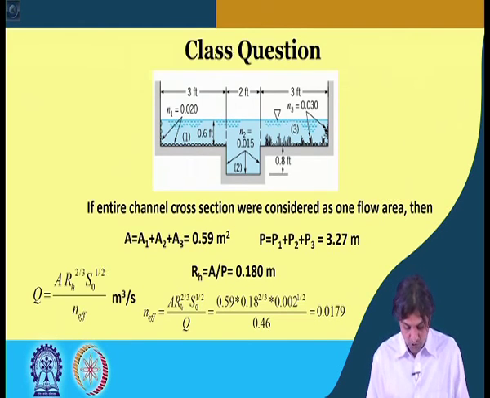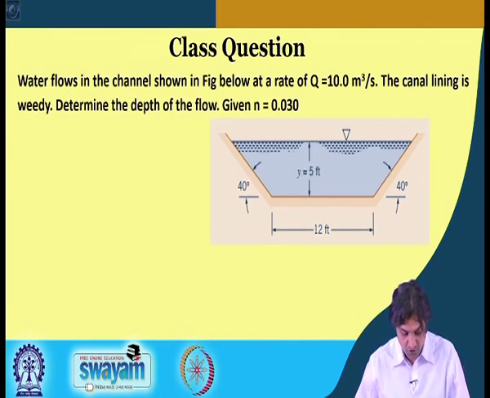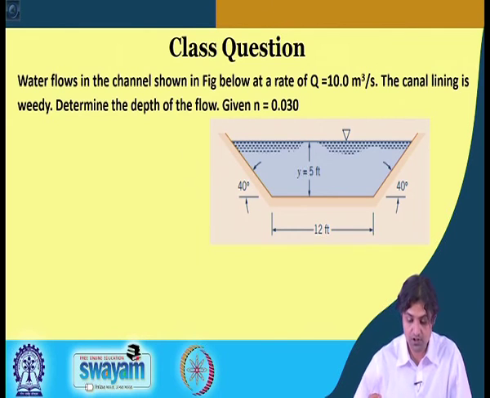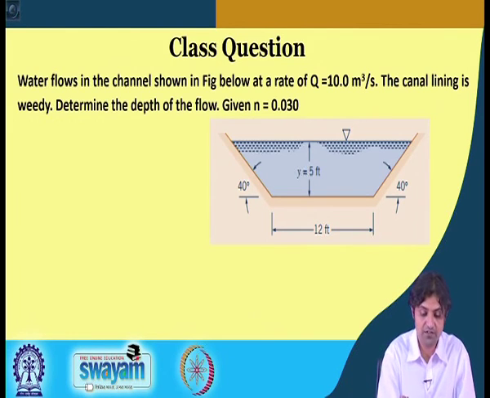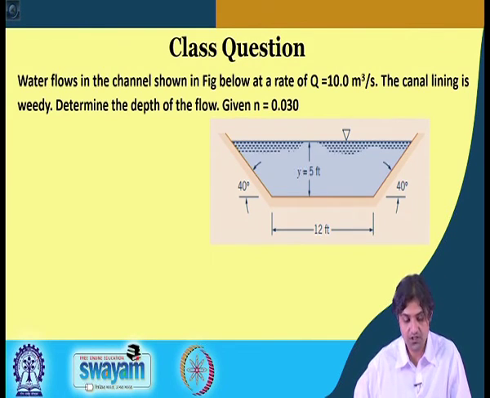With this we will move on to the next question that will give us more practice. So, the question is that the water flows in a channel as shown in this figure below, at the rate Q given here as 10 meter cube per second. It says the canal lining is given and its Manning's roughness is given. As I said, most of the time it will be provided to you, and now the question is: determine the depth of the flow. It is very simple to calculate.